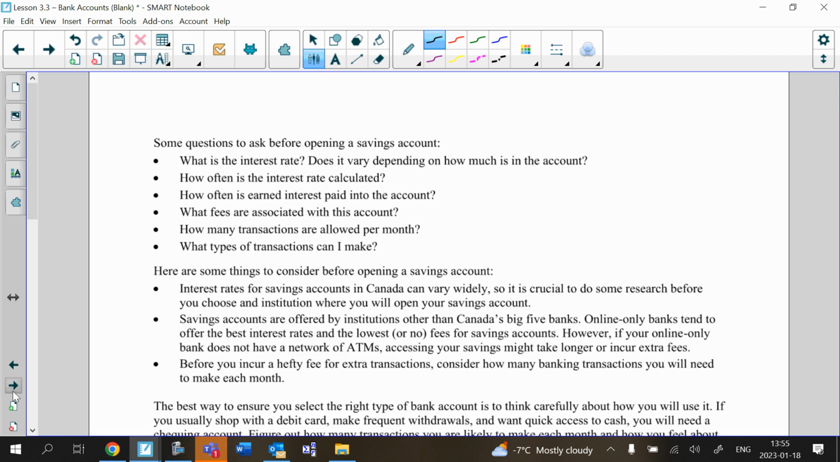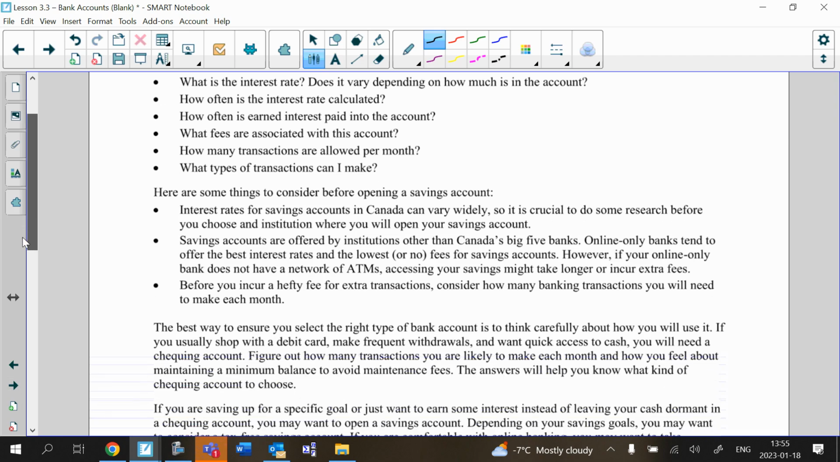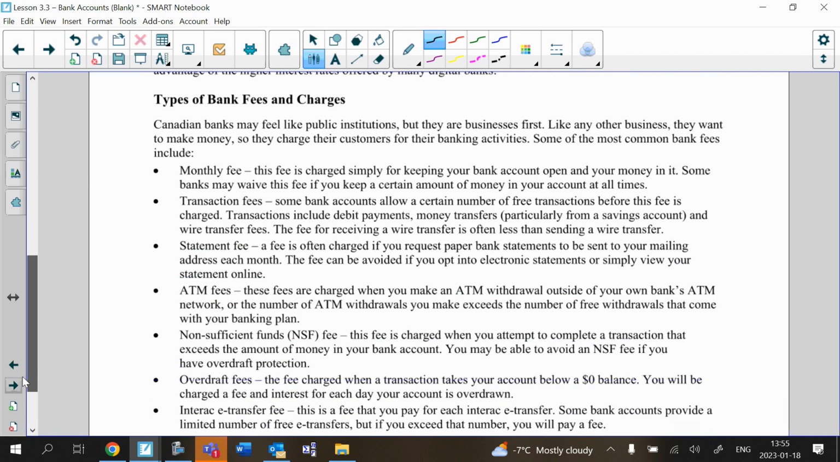And this last section deals with some types of bank fees and charges you could see that I've already referred to, like a monthly fee, transaction fees. If you want a paper statement, you could end up paying a fee for it. ATM fees, especially if you use an ATM that's not your own bank or institution. Non-sufficient funds or overdraft fees, okay? That's what happens if you don't have enough money in your account and you try to pay for something. And then e-transfer fees: some you get free, some you have to pay for. Those are just different examples of fees that you could see.